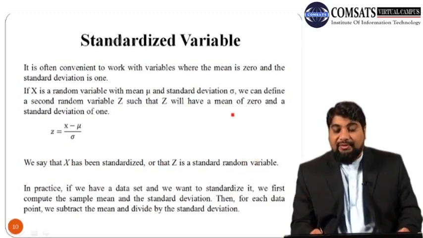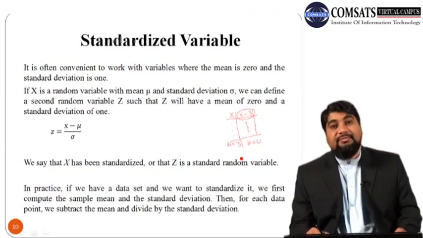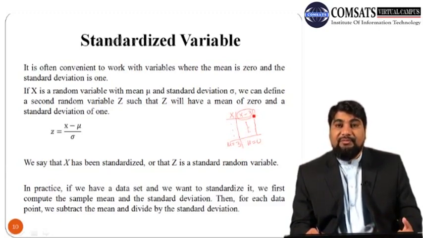Suppose we have certain x values, and suppose the mean of x is, let's say, 3. If we subtract 3 from each of these x values, and we take the mean of this new variable, that is, the sum of these observations divided by the total number of observations, this will be 0, because we have adjusted these observations with respect to the mean.